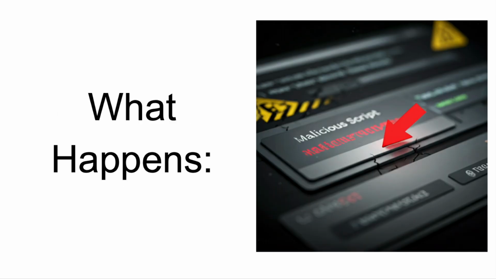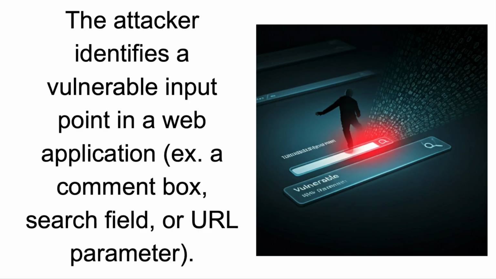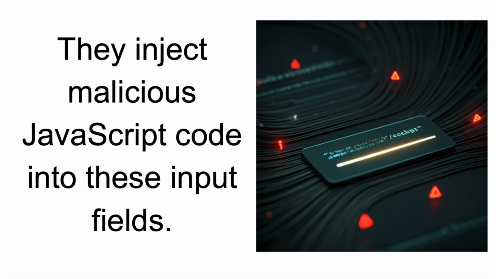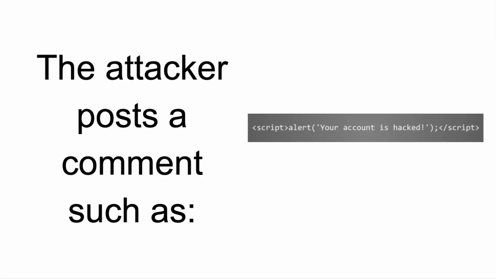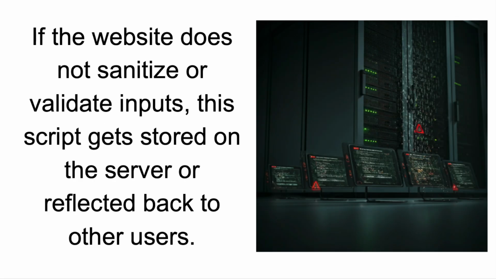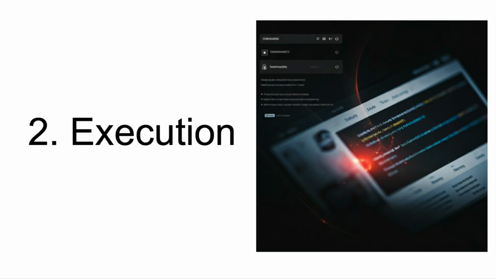1. Injection. What happens? The attacker identifies a vulnerable input point in a web application, for example a comment box, search field, or URL parameter. They inject malicious JavaScript code into these input fields. Example, a comment box on a blog site is improperly secured. The attacker posts a comment such as the one on the right. If the website does not sanitize or validate inputs, the script gets stored on the server or reflected back to other users.